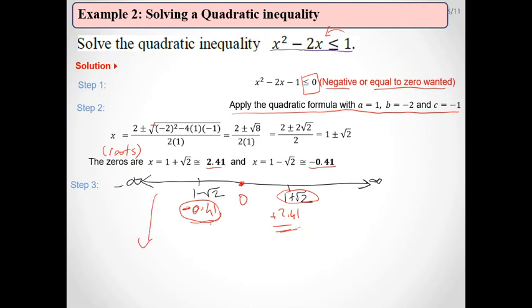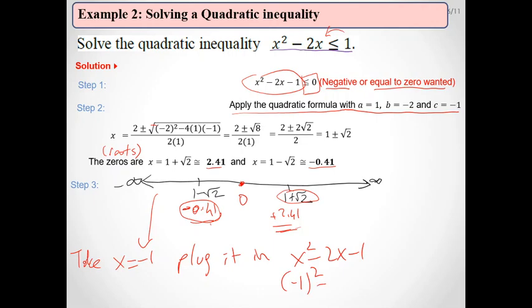We choose a point here. Let's choose x to be -1, and plug it in here. So plug it in x squared minus 2x minus 1. And when you have it, you got -1 squared, minus 2 times -1, minus 1. So this makes 1 plus 2 minus 1. So it's 2. 2 is positive, so you can say this interval is positive now.